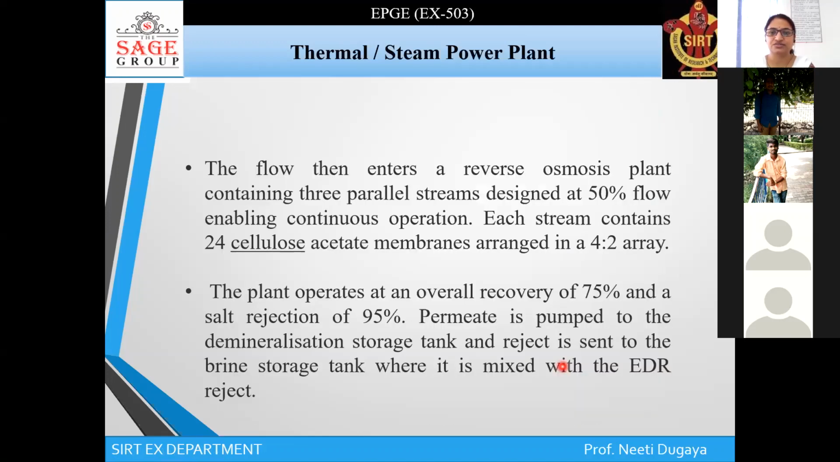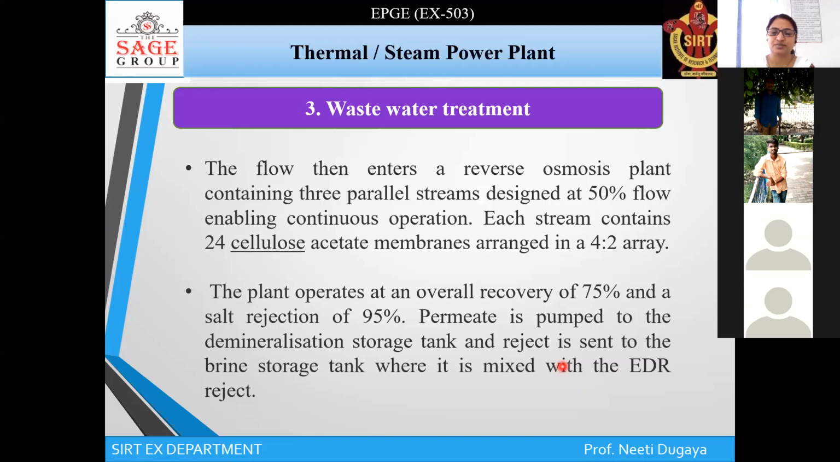The flow then enters the reverse osmosis plant, which contains 3 parallel streams, each designed at 50% of flow, enabling continuous operation. Each stream contains 24 cellulose acetate membranes arranged in a 4:2 array. The plant operates at an overall recovery of 75%. This data should be remembered, as it could be asked in a PSU exam or in interviews. The overall efficiency is 75%, and a salt rejection rate of 95% is there.